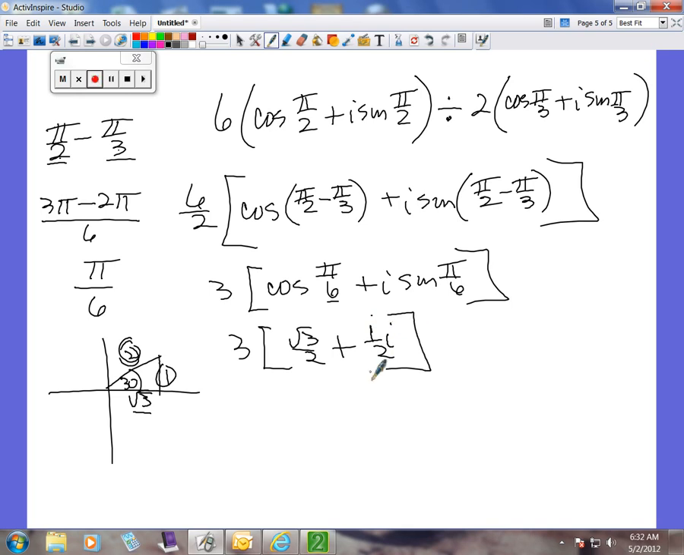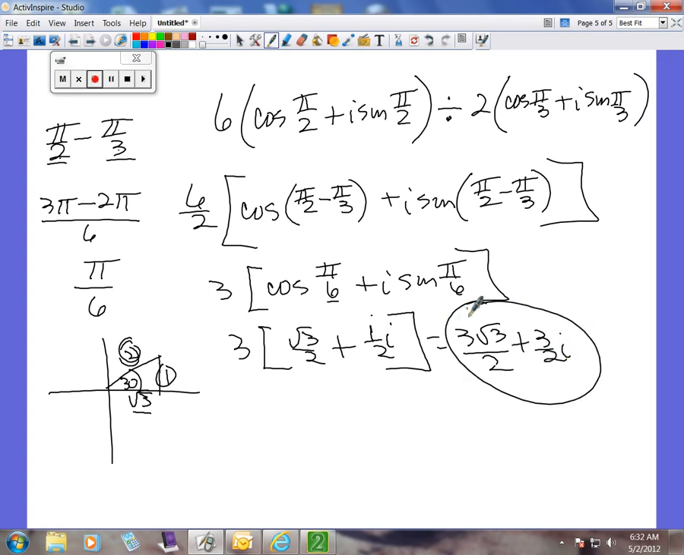And once we distribute the 3, we will be finished. We can't simplify these, so we have 3 square root of 3 over 2 plus 3/2 i.